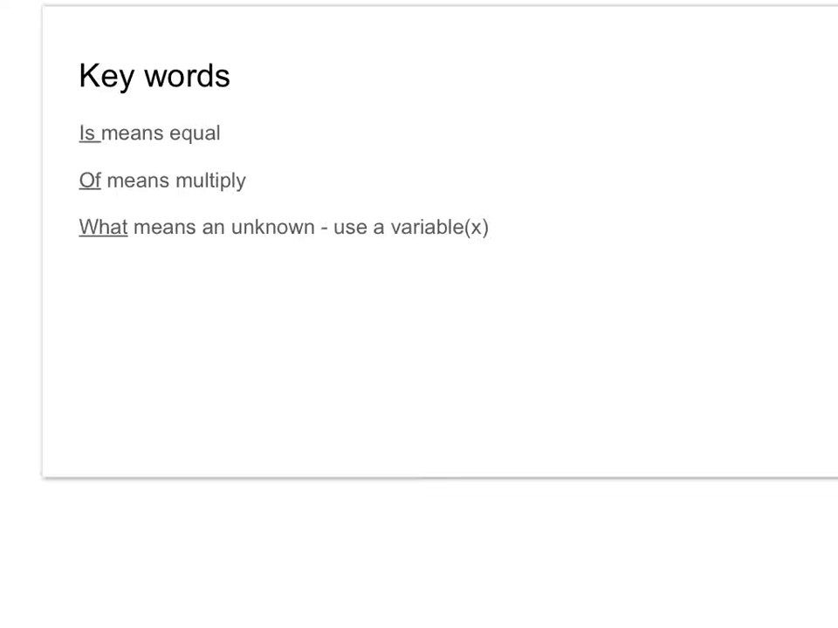Some key words to know. The word is means equal. The word of means multiply. And when you see what in a problem, it means that it's unknown, so you've got to use a variable such as x.